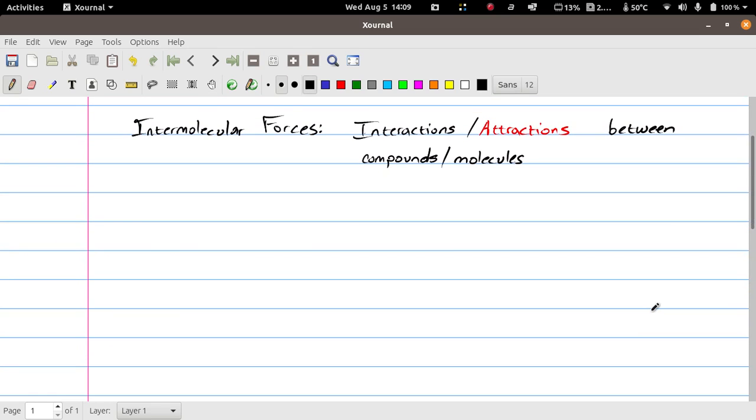So, anyways, I'm gonna go over something very quickly called polarity, because this plays into what we're going to be talking about. So, polarity. Polarity is the distribution of charge between two atoms in a chemical bond.